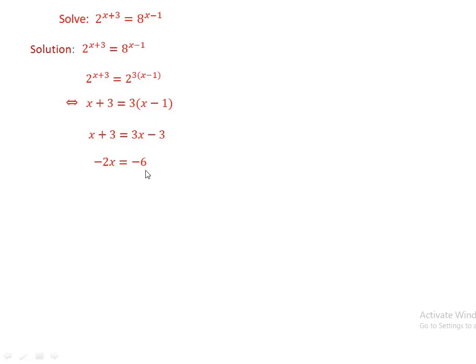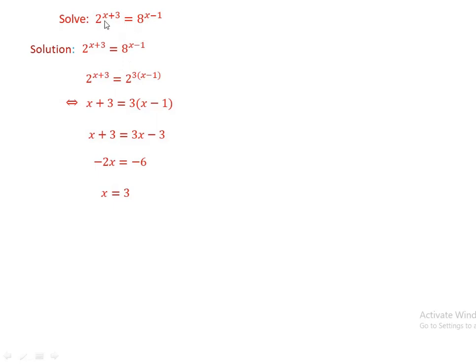Since minus 2 is different from 0, we can divide both sides by minus 2. Then minus 2x over minus 2 is equal to minus 6 over minus 2, so we have x is equal to 3. So the solution for this expression is x is equal to 3.